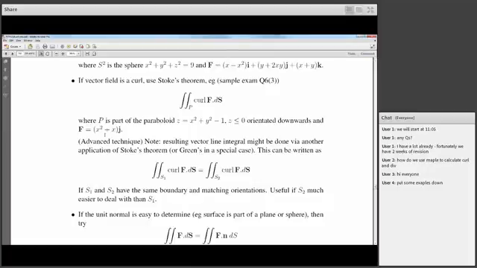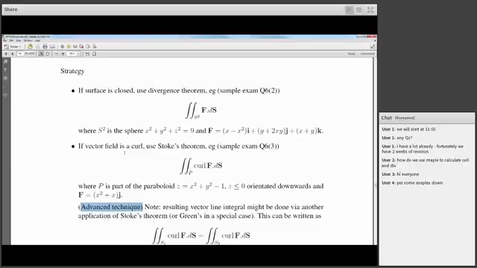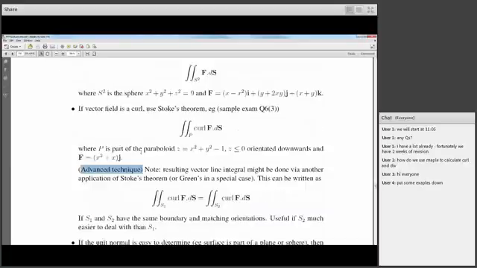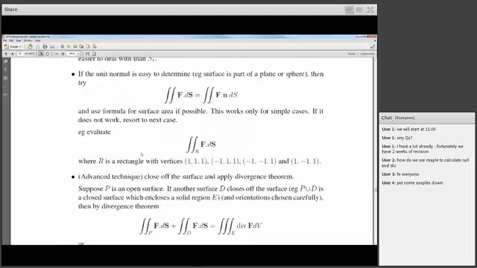So that's the advanced technique. But just going back: closed surface, divergence. If you go curl it, vector fields of curl, try Stokes, and then see what happens after that. Otherwise, the standard approach is really just to tackle the problem more directly.